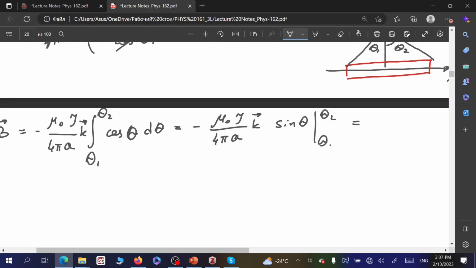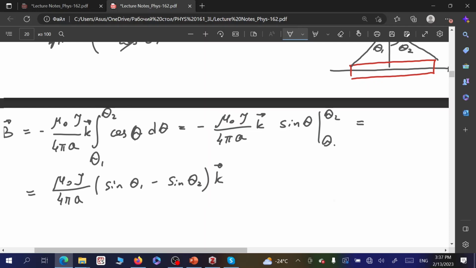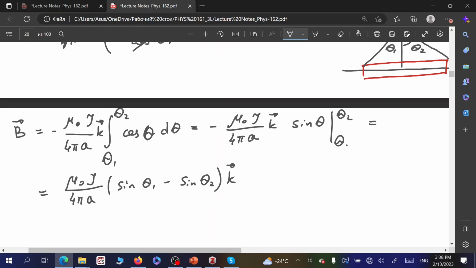Taking into account this minus in front, we will get mu naught times I over 4 pi a times sine theta 1 minus sine theta 2, and we multiply it by the unit vector k. So that is the answer to the question: what will be the magnetic field vector at point P, which is the resultant contribution from each length segment of this conductor.